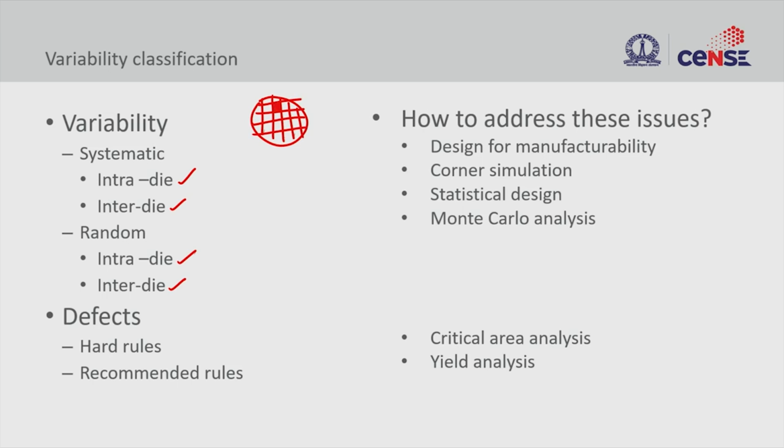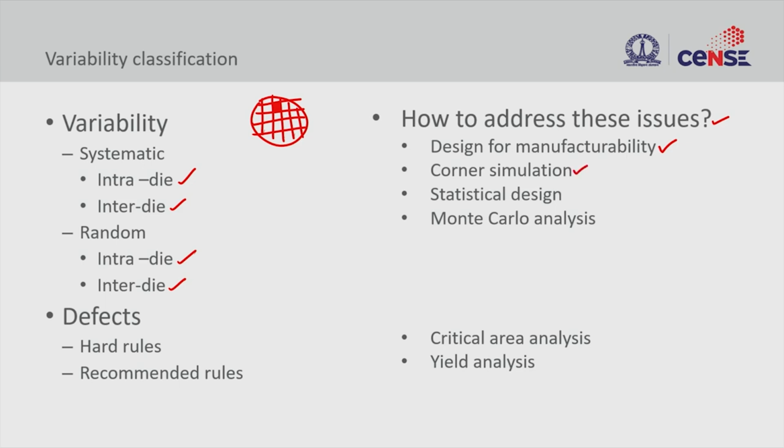And intra means within the die variation, systematic or random, and then you also have a random variation either within the die or between the dies. So how do we address these problems? These problems can be addressed by looking at the manufacturability of your design. So whether my design fits into the manufacturing protocols.